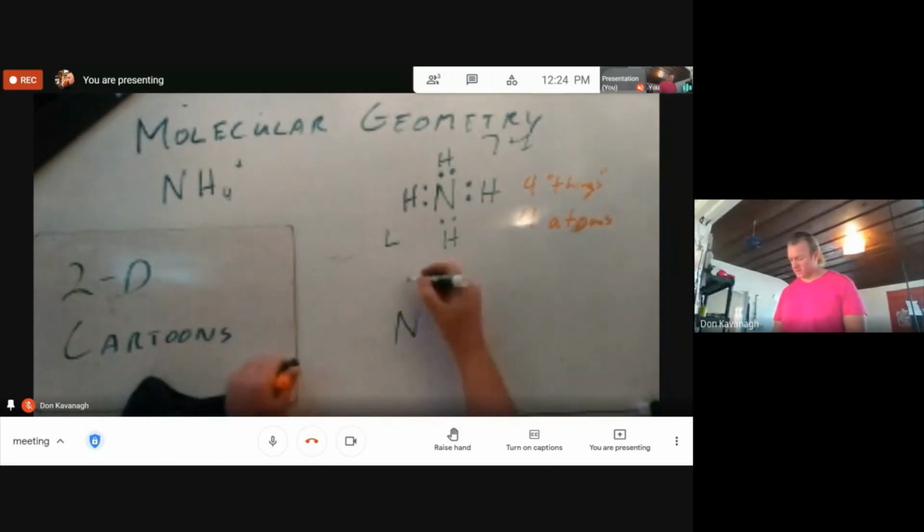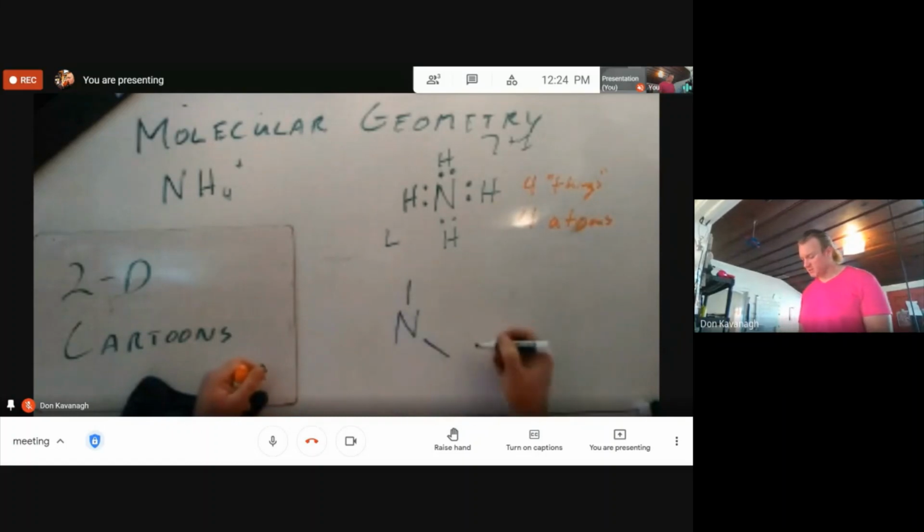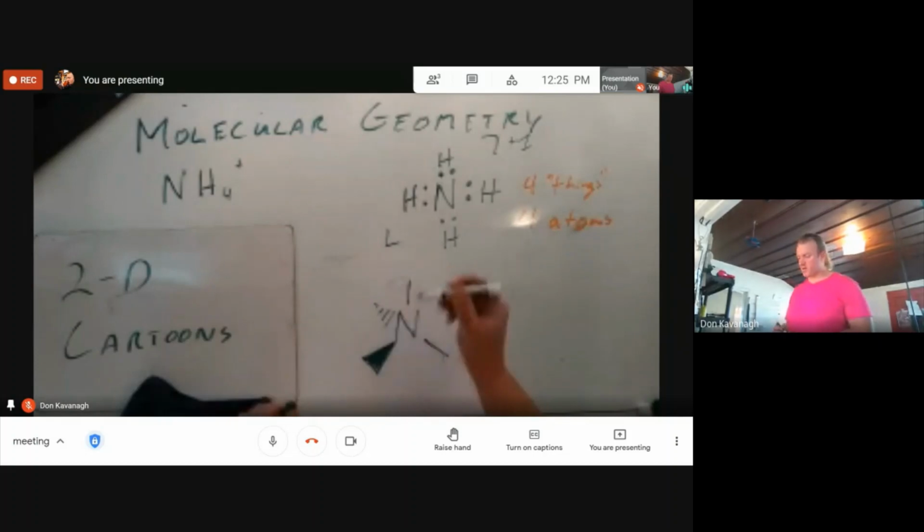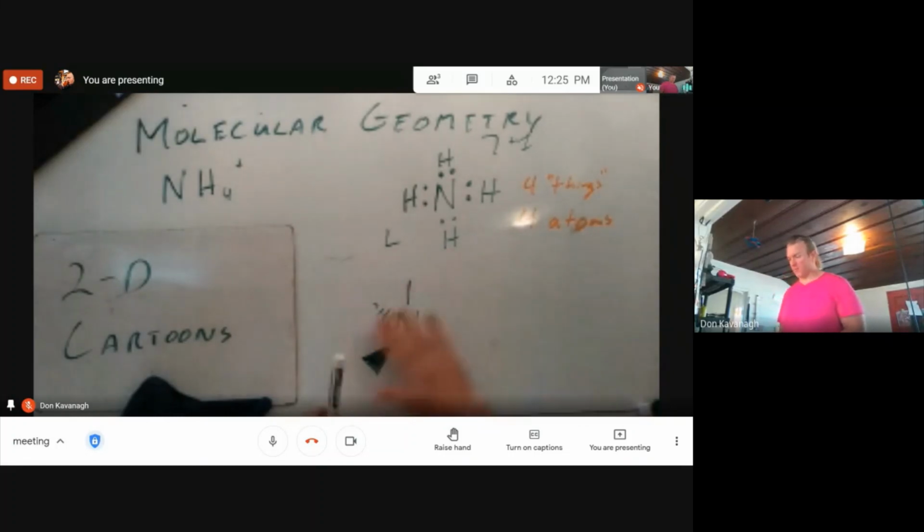Now, for 4 things poking out, 2 of those things are in the plane of the board, so we just have solid straight lines. 1 is coming out of the board at you, not straight at your face, kind of at an angle this way, but still coming out. And the 4th thing is going into the board away from you, like a cowboy riding off into the sunset. So we have these wedges here trying to show the perspective, this coming out, this going into the board, and these are on the board.